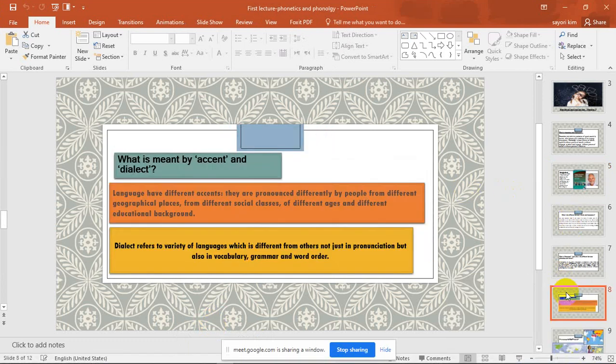I've asked you why we call it British English rather than we say British dialect. Actually, it is because we have different regions, different histories, and different people generally.